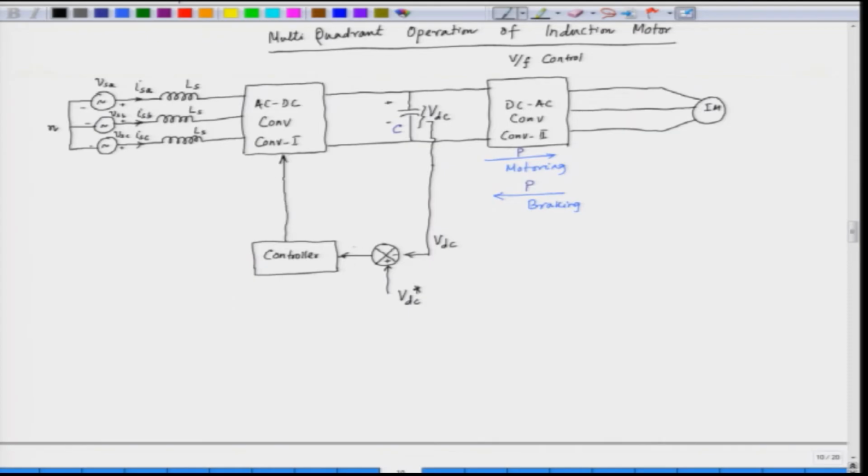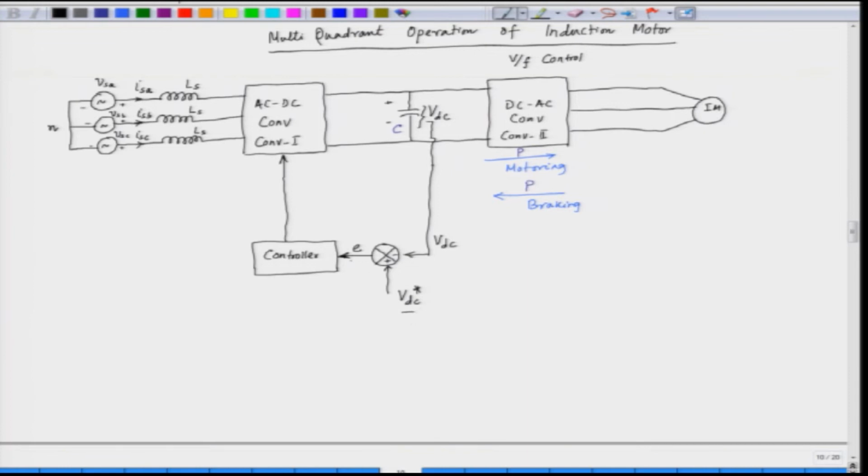So, this is the error of the DC link. If the DC link discharges, it is motoring, so the error is positive. If the motor is in the braking region, the DC link voltage will increase, so this error will be negative. E will be negative because VDC will be higher than VDC star.